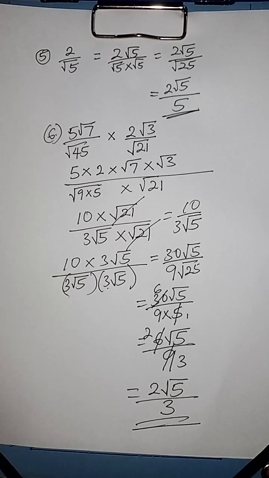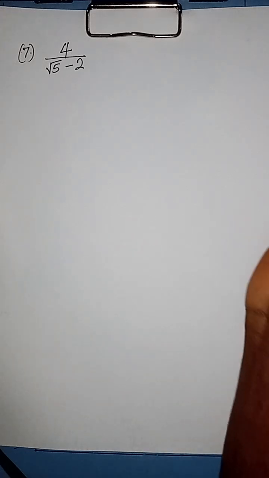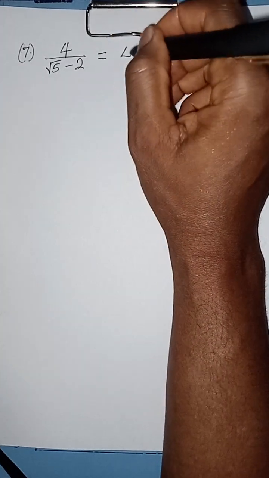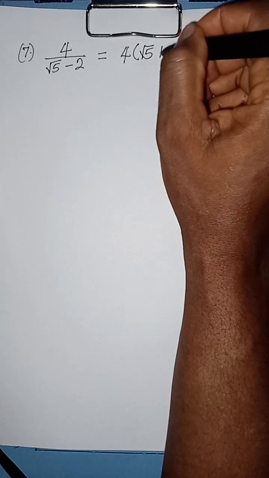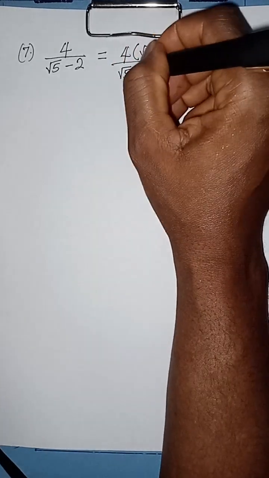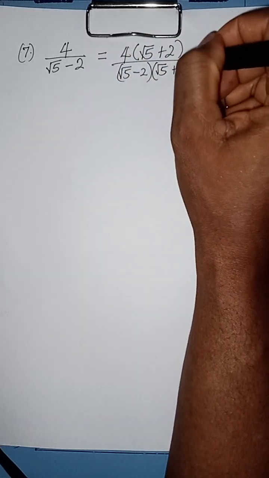Very easy. Okay, now let's look at number 7. 4 divided by root 5 minus 2. Now, what I'm going to do is to multiply by what we call the conjugate. Now, what do we mean by the conjugate? Now, if I start to solve this, you understand what I'm saying. It's going to be 4 multiply root 5 plus 2 over root 5 minus 2 multiply root 5 plus 2.